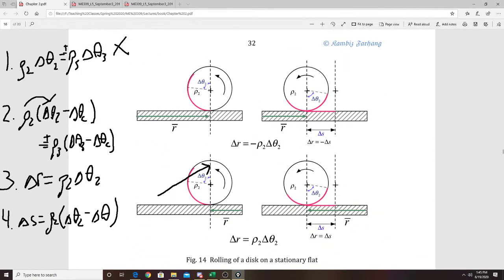All right, moving down. This right here is probably the easiest one, I'd say. Delta R is equal to rho 2 delta theta 2. Essentially, the change in this length has to be equal to how much this arc length was, or how much contact we have with the ground.